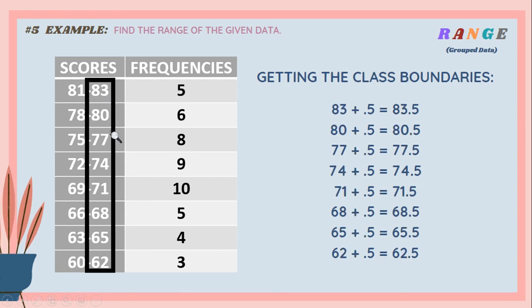Then we are now going to add 0.5 to the higher class limits. So 83 plus 0.5 is equals to 83.5. 80 plus 0.5 is equals to 80.5. 77 plus 0.5 is equals to 77.5. And then 74 plus 0.5 is equals to 74.5, then so on.